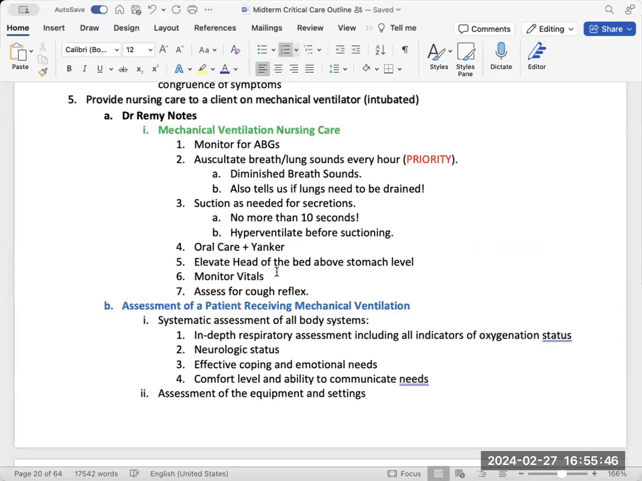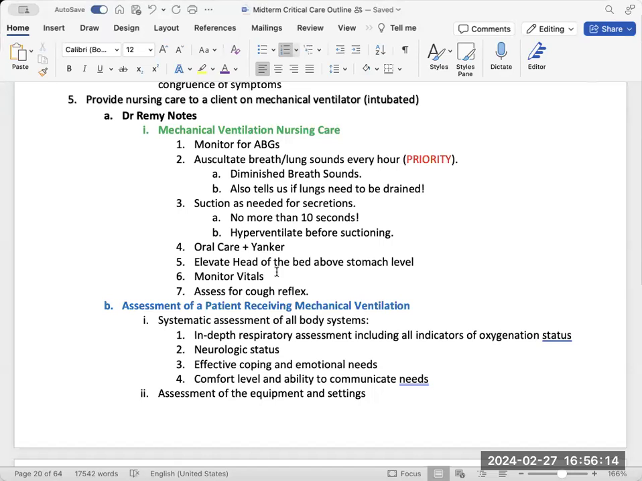Okay. So, the next thing is to provide nursing care to a client on a mechanical ventilator. Remember, we're talking about management. Like I said, you can put your pneumonia management in here too, because all respiratory complications have similar management, except for this patient, they're not going to really be mobile, right? We're not going to be walking them around because they're on a ventilator. So, you can ignore that one.